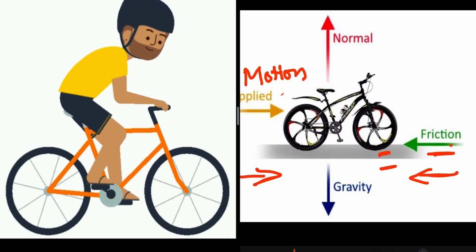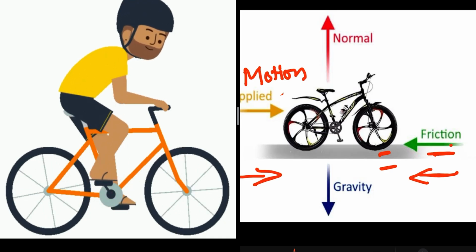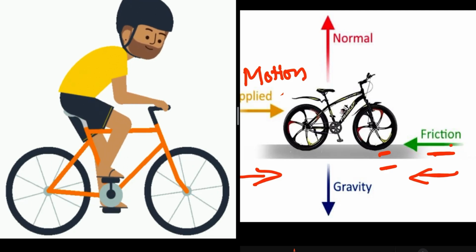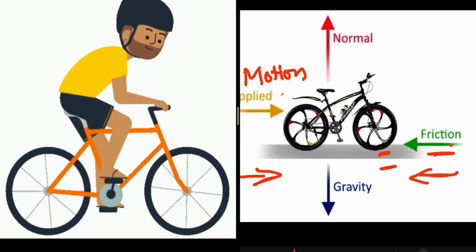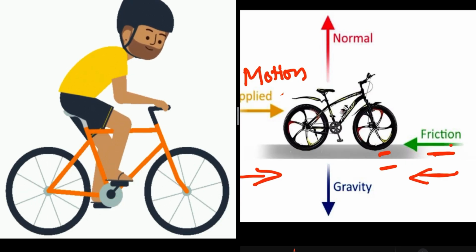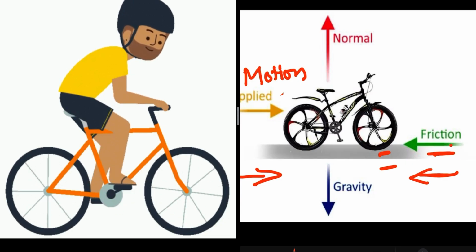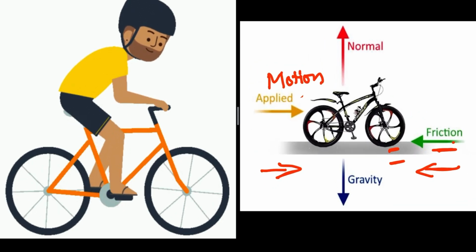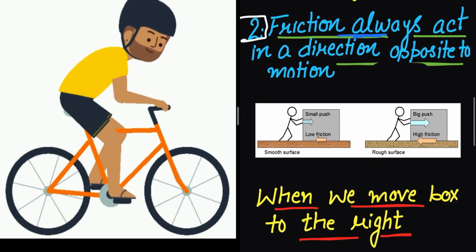So this is the reason, students, why we keep on pedaling while moving when we are sitting on a bicycle. Why? Because the friction force acting between the wheels or the tire and the ground will always try to stop the motion of the cycle. Okay, students. Now let's move to the next example.